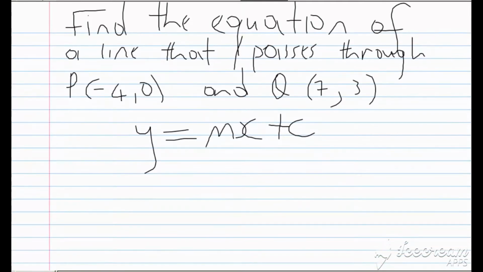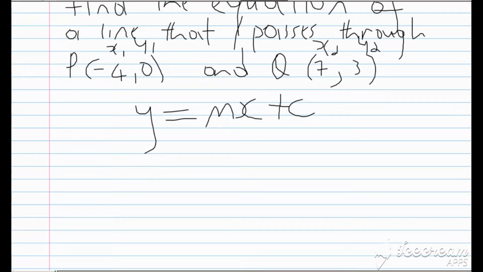We told you already that m is the gradient and c is the y-intercept, in other words, where the line cuts the y-axis. Now, let us start by finding these components individually. I could start with the gradient. I'm going to call this one x1, y1, and this one x2, y2.